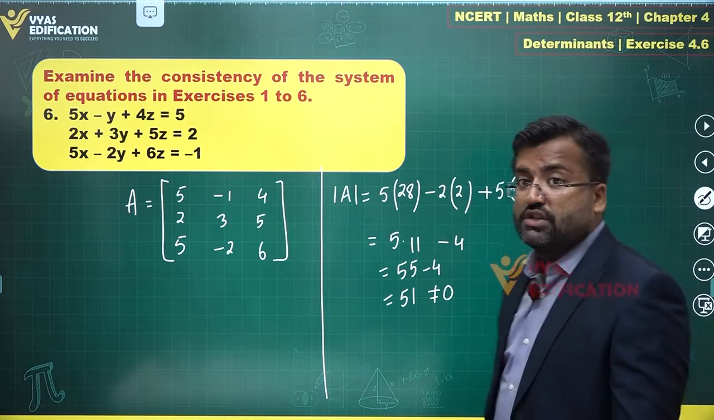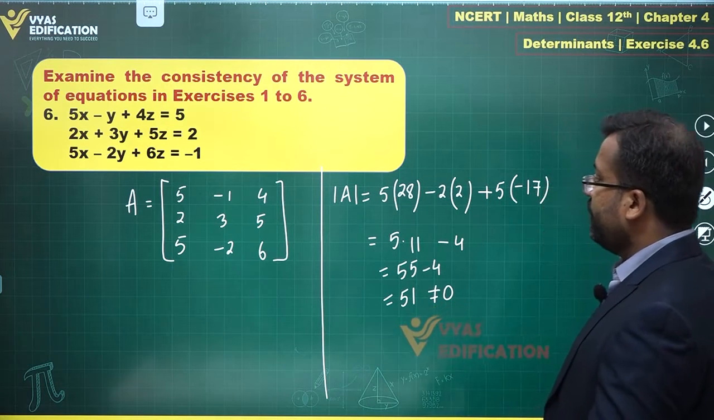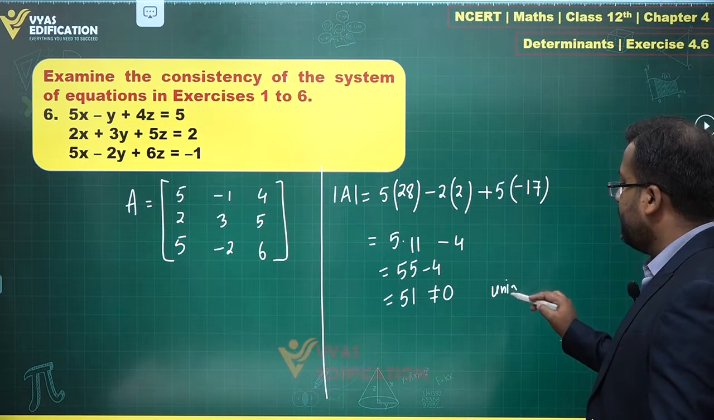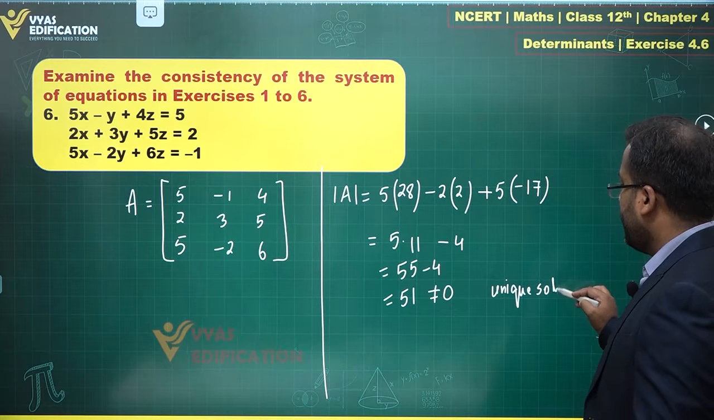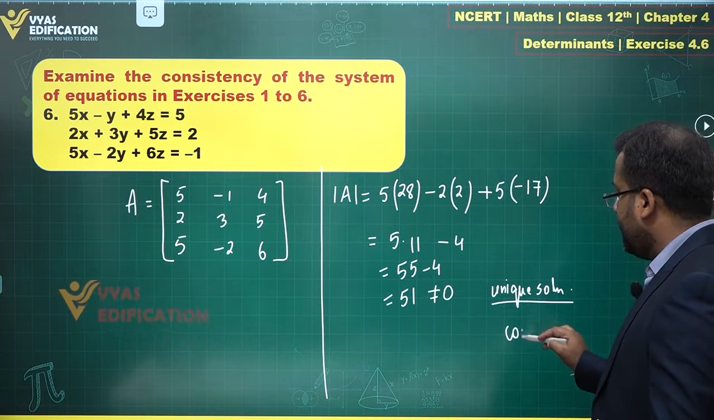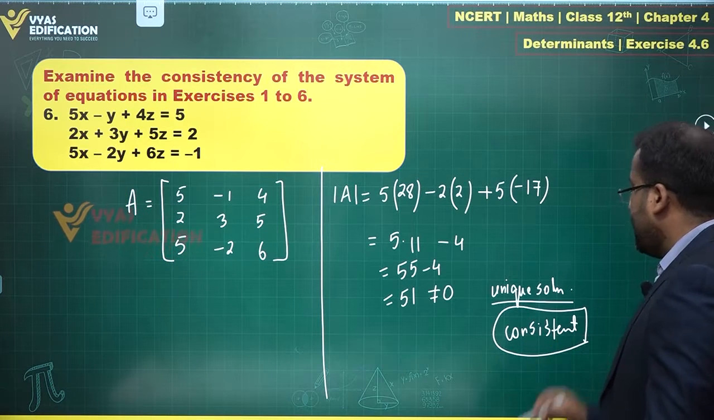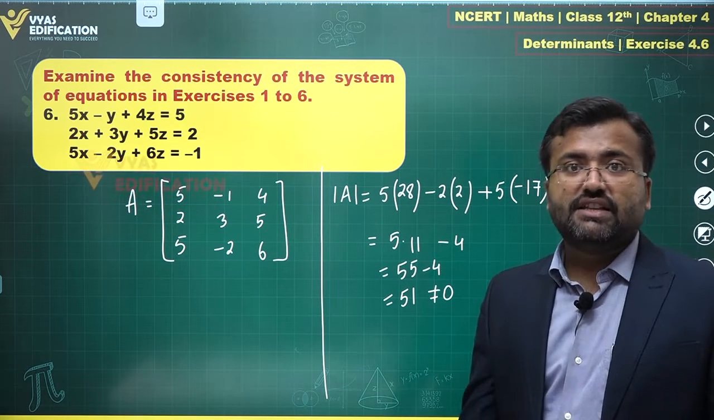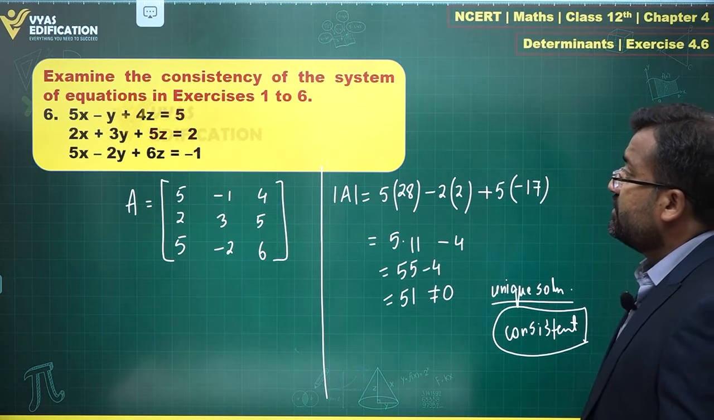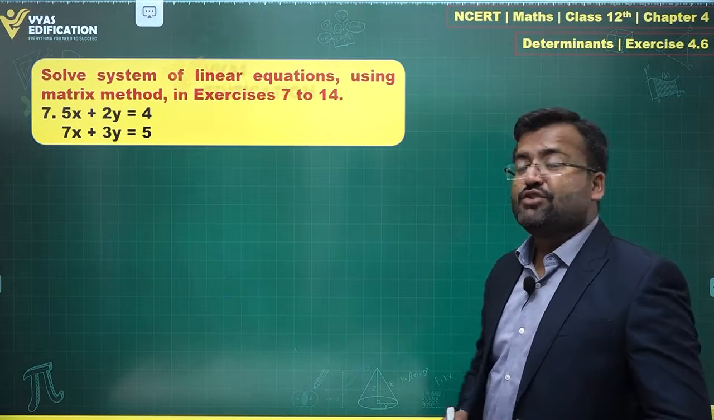This is non-zero. Since determinant of A is non-zero, therefore there will be a unique solution, and for a unique solution, the important thing is that the system of equations will be, yes, consistent. The system of equations will be consistent. Is that okay? Yes, that's pretty simple. So this is the 6th question for you. Let's discuss the next question.